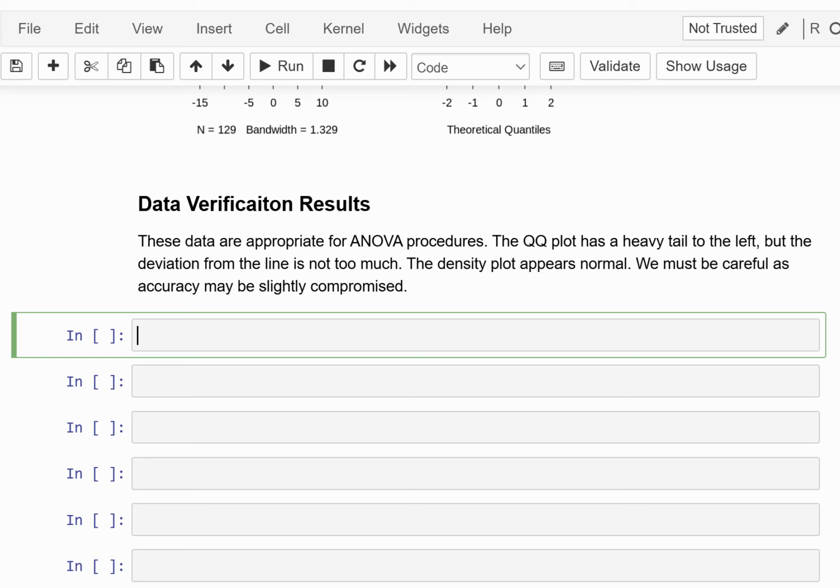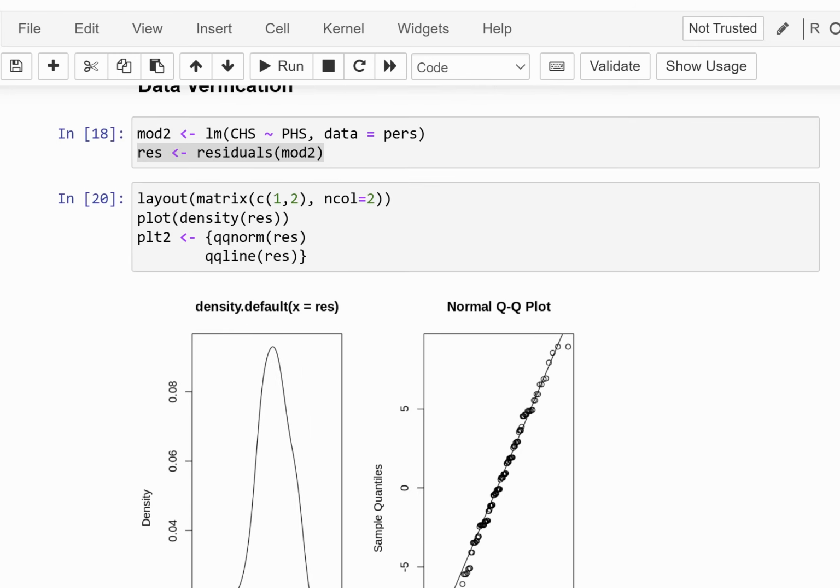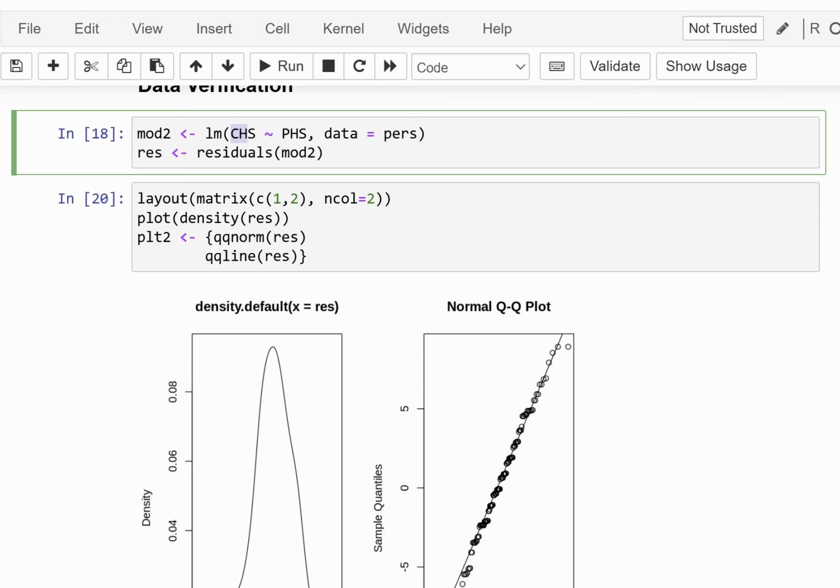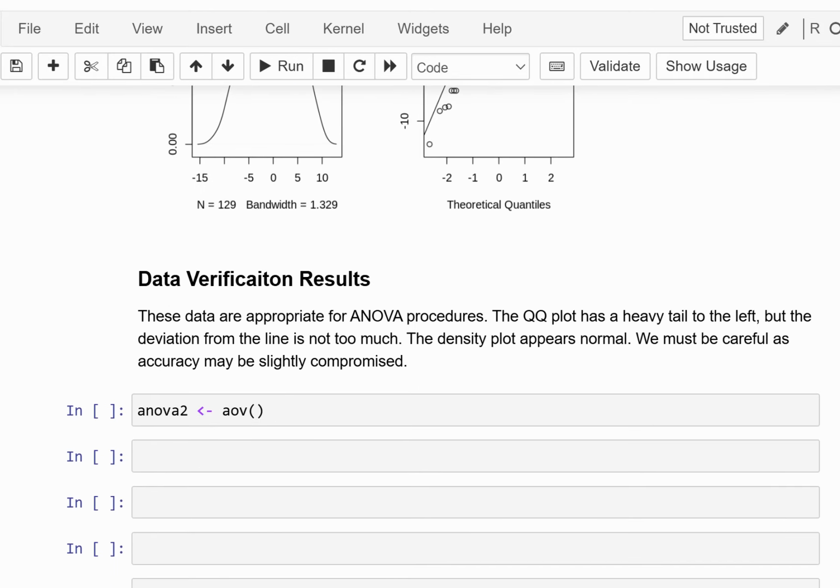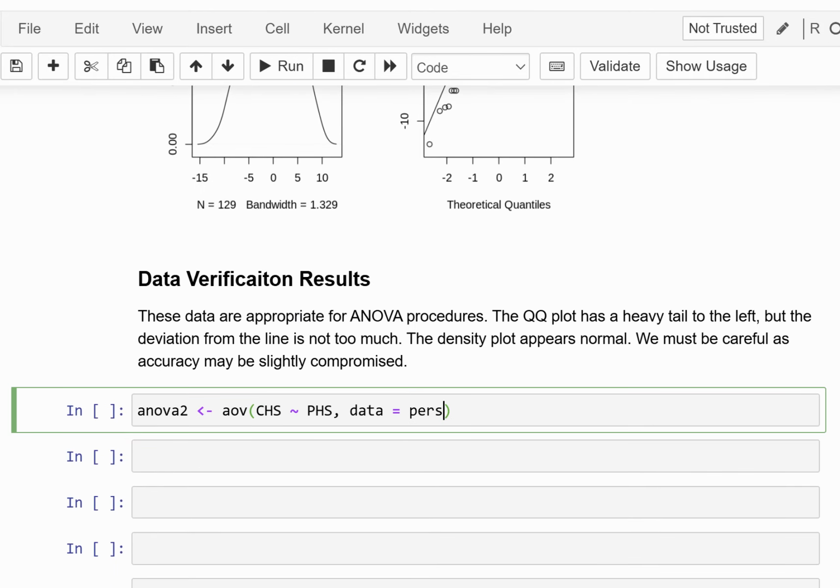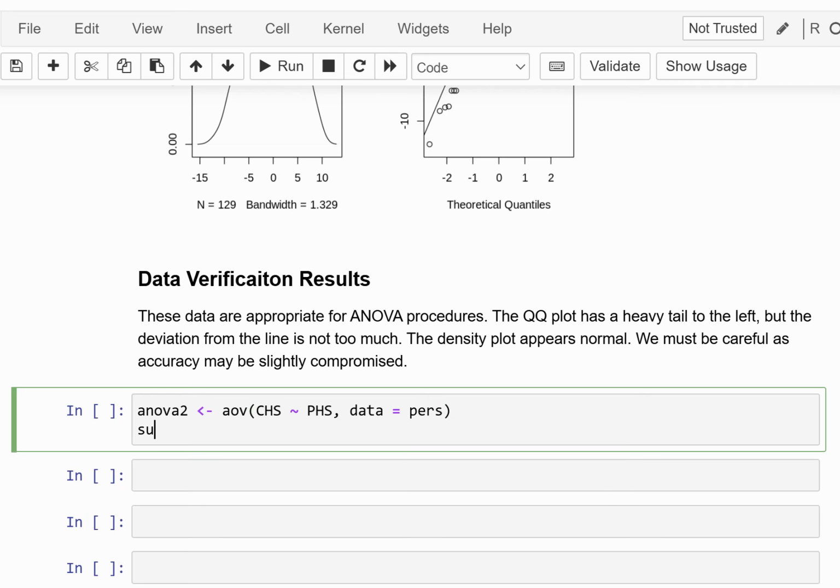All right, so what I'm going to do is I'm going to call this Anova 2. And what am I doing? The function is AOV. I'm doing the same linear model from up here, right? It's the CHS, the coping humor, versus the primary humor style. The data set is the same. So I'm doing the analysis of variance of that model. And then I'm looking at the summary of Anova 2.